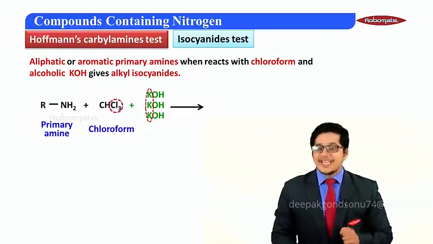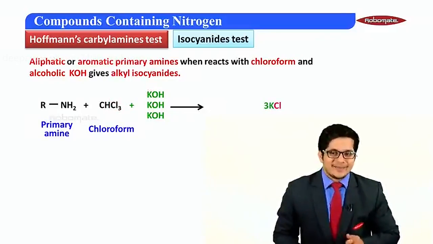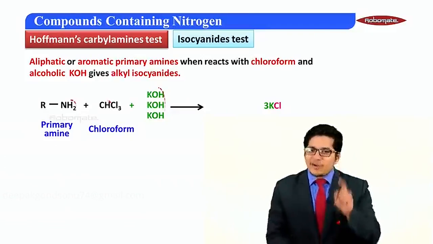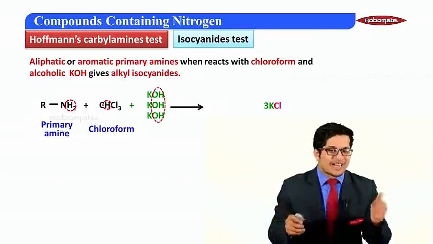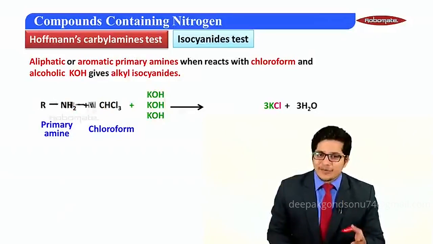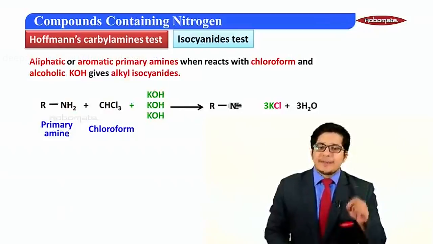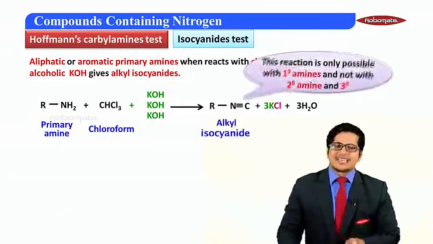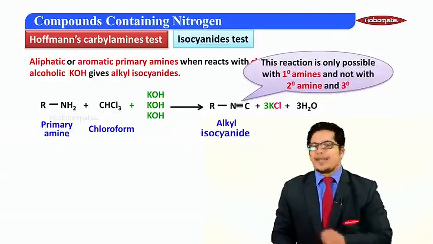All the 3 K combine with the 3 chlorine atoms, giving us 3 molecules of KCl. Also, 2 hydrogens from primary amine and 1 hydrogen from chloroform combine together with the 3 OH groups, giving us 3 water molecules. So finally, what we are left with is nothing but our single bond N and triple bond C, that is nothing but isocyanide, and this isocyanide is called alkyl isocyanide or a carbylamine.